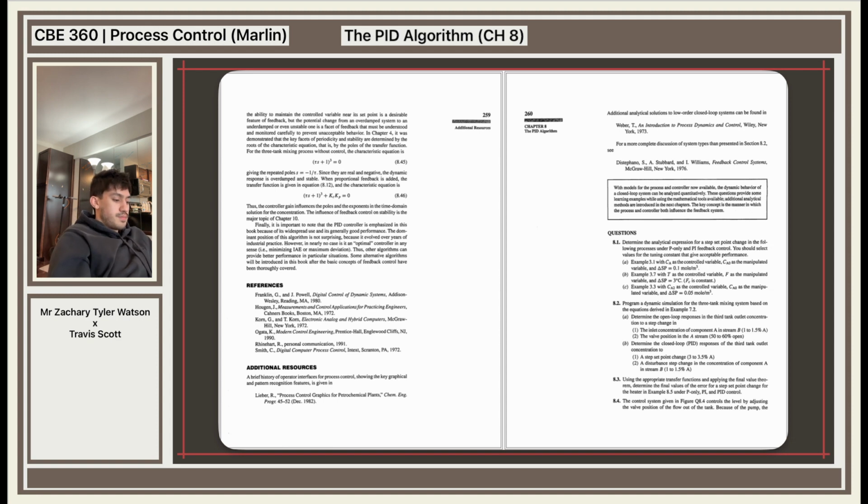So this is the last boxed off text. With models for process and controller now available, the dynamic behavior of a closed-loop system can be analyzed quantitatively. These questions provide some learning examples while using the mathematical tools available. Additional analytical methods are introduced in the next chapters. The key concept is the manner in which the process and controller both influence the feedback system.